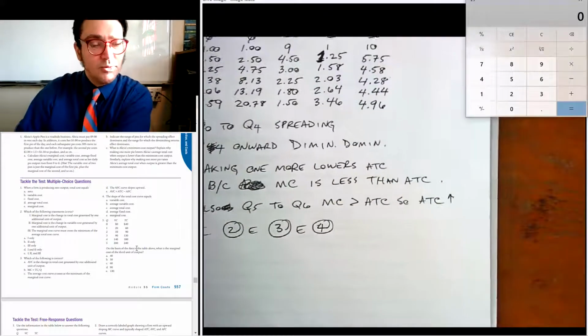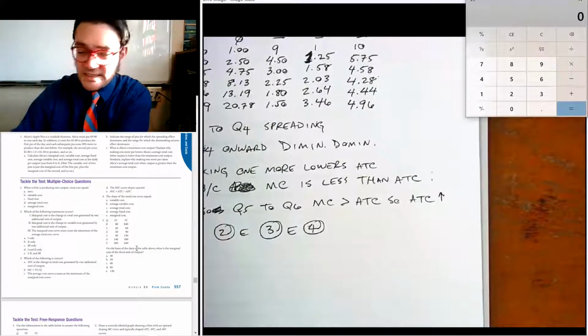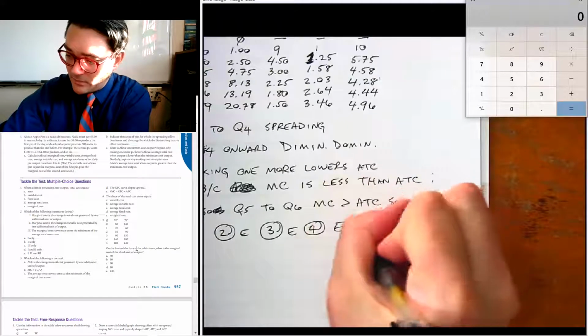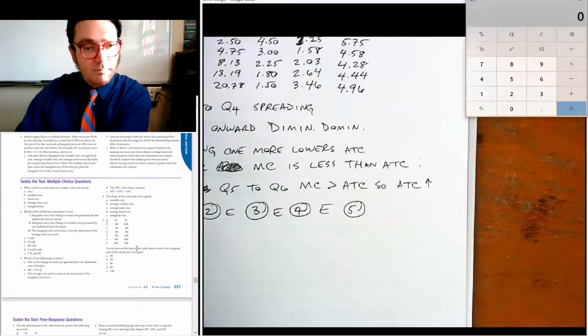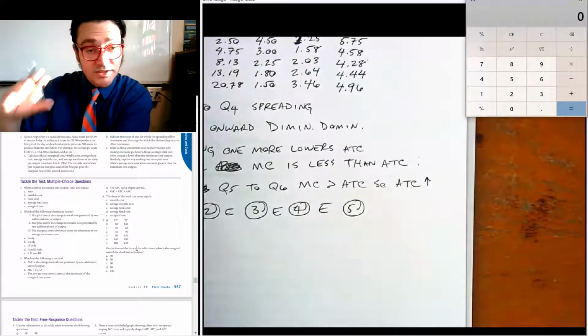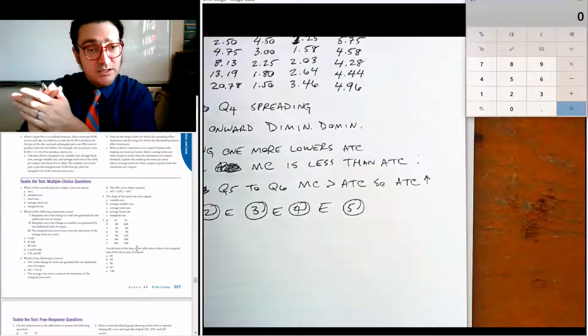Number 4, the slope of the total cost curve is the marginal cost curve. So that's pretty straightforward, E. And number 5, on the basis of the data, what is the marginal cost of the third unit of output? So it's the change in total cost of moving from 2 to 3. So 130 minus 90 is 40, A.